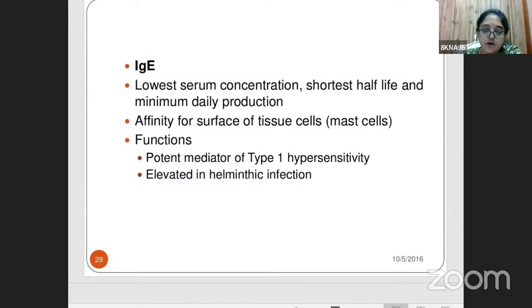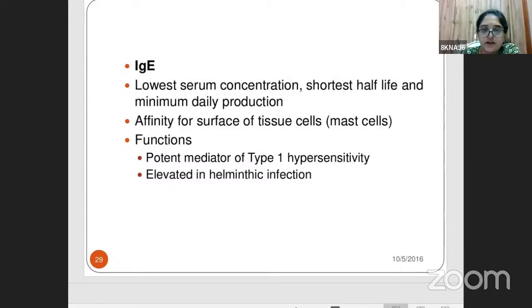It has the shortest half-life also, and it is minimally produced daily as well, and it has affinity for the surface of tissue cells, that is the mast cells. The majority of this antibody is bound by the Fc receptors on the surface of the mast cells and the basophils, hence its allergic reaction association.